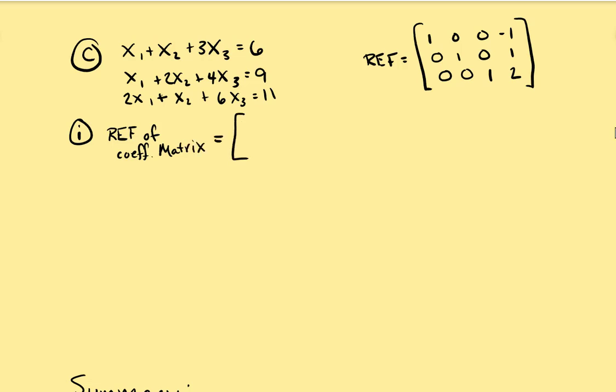We can do that right away and just take, again, those first 3 columns, which in this case looks like the identity.